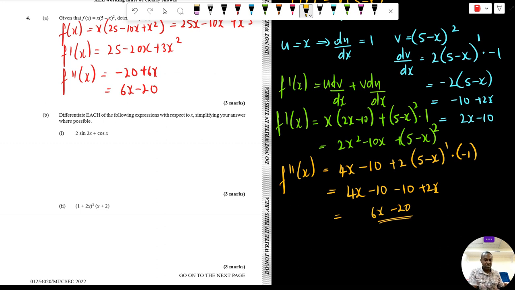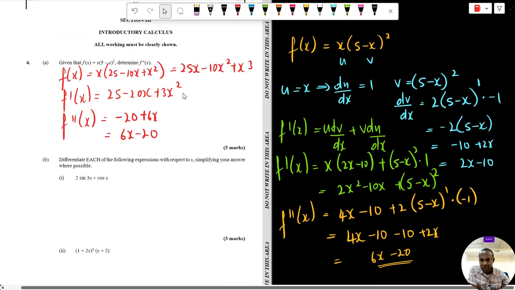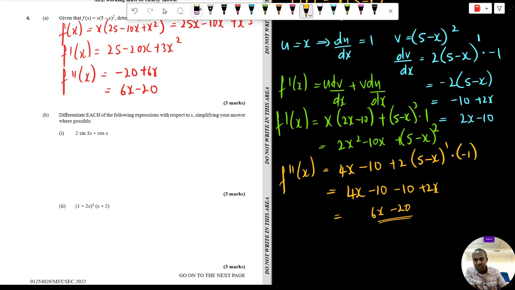So ultimately, we got the same result. However, by using the product rule, it took us a lot more time. And so I would recommend that if the power is not very large, you could actually expand the brackets instead of actually using the product rule, right? So that was part A of the question for 3 marks.